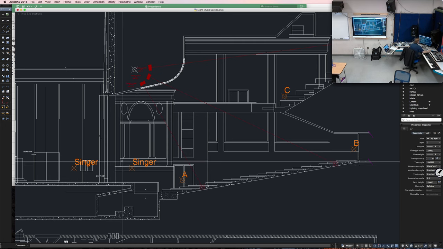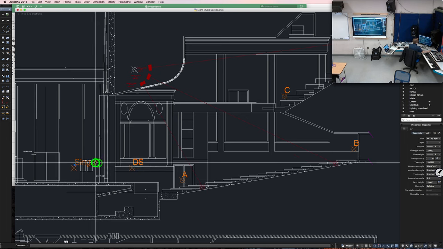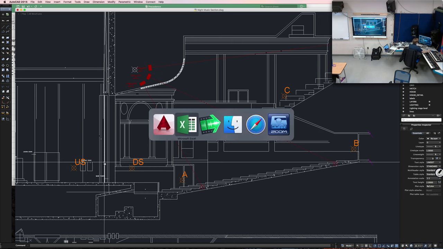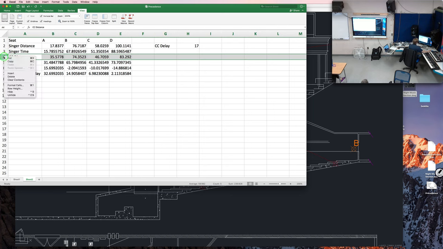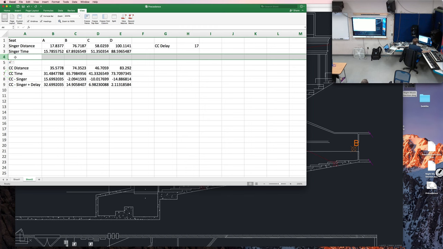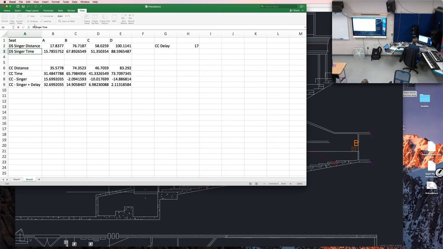Okay, so I'm going to relabel these because now we've got a downstage singer, and now we have an upstage singer position. So we've got to change our spreadsheet now. Let's see. I'm going to insert a couple of cells here. So this is our downstage singer. And now I need an upstage singer distance.